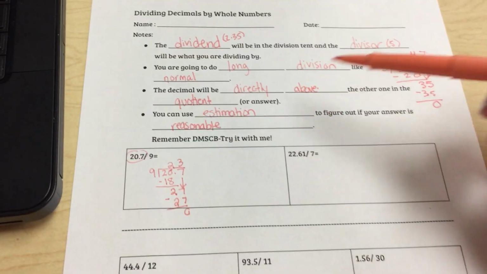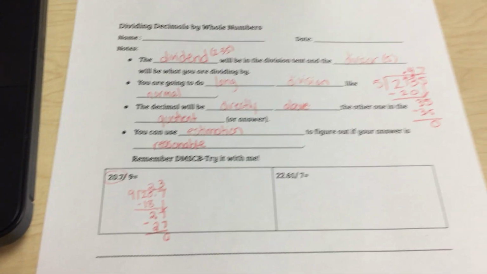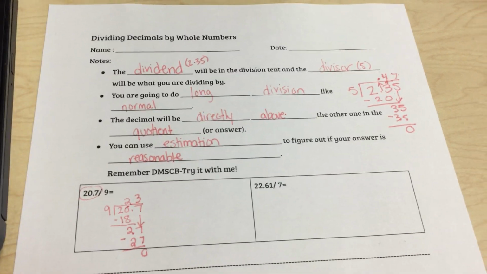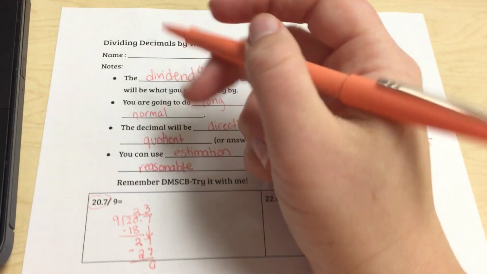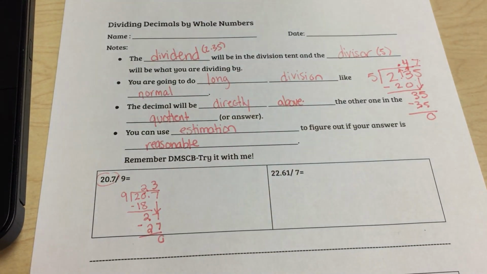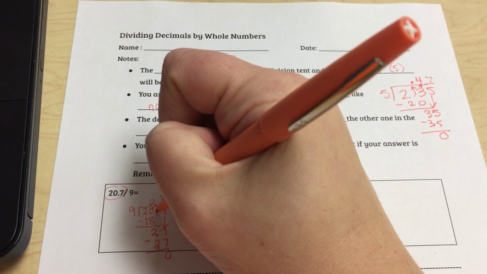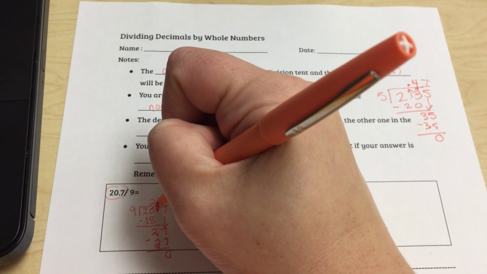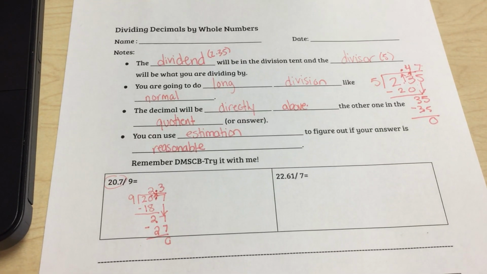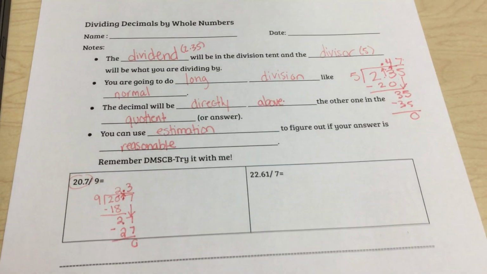Now that I've done long division like normal, I need to go back and put my decimal in. My decimal is going to be directly above the other one, but it's going to be in my quotient. So if my decimal is right here, it's going to come straight up, kind of like a kernel popping in a popcorn bag. And I'm going to end up with 2.3.